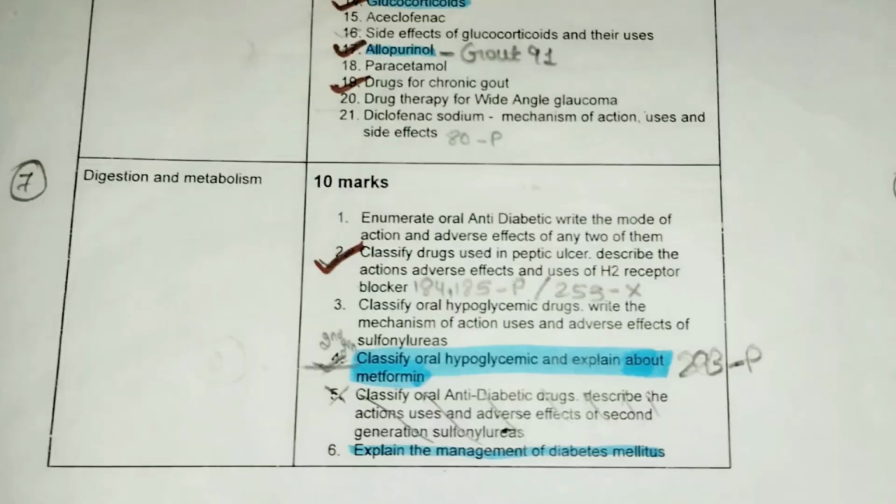And yes, finally we are done with this chapter. Now moving on to the next chapter, that is digestion and metabolism. In this, the important 10-mark questions are: first one, enumerate oral anti-diabetics. Write the mechanism of action, adverse effects of any two of them.